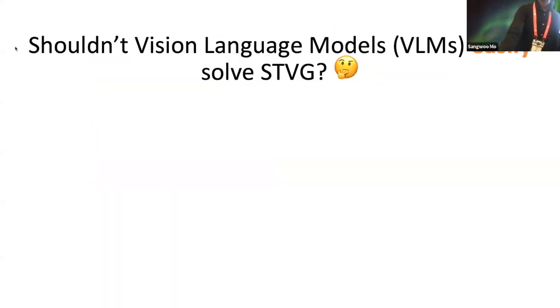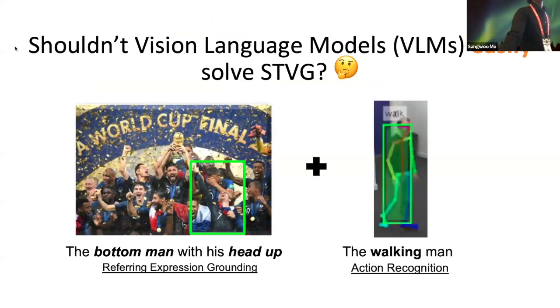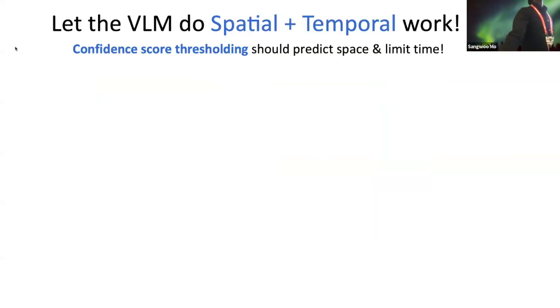So shouldn't vision language models or VLMs easily solve STVG? After all, it's just a combination of referring expression comprehension, which they're already very good at, and some action recognition. So for our trivial adaptation, we wanted to see if VLMs could do both the spatial and temporal work just through some kind of confidence score thresholding.